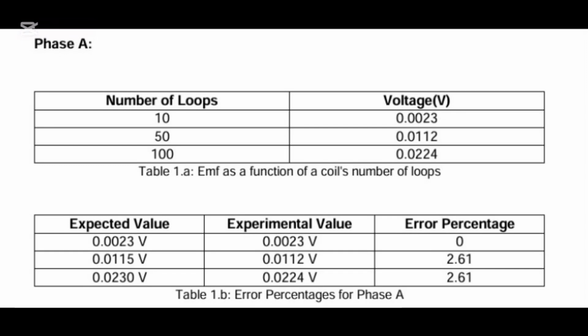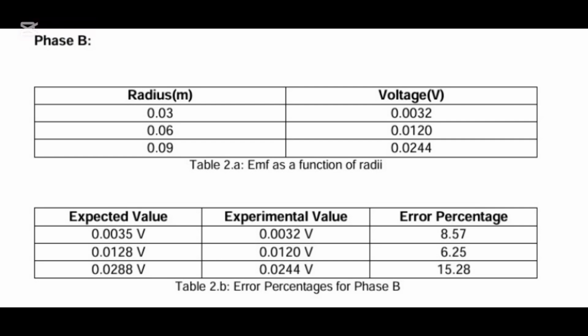In phase A, where the radius was fixed, the EMF increased as the number of turns increased. For example, with 10 loops, the EMF was measured at 0.0023 volts. And these are the results of phase B. In phase B, with a constant number of turns but varying radius, a similar trend was observed. For instance, for a radius of 3 cm, the EMF was 0.0032 volts. This shows that a larger radius enhances the magnetic flux, leading to a higher induced EMF.